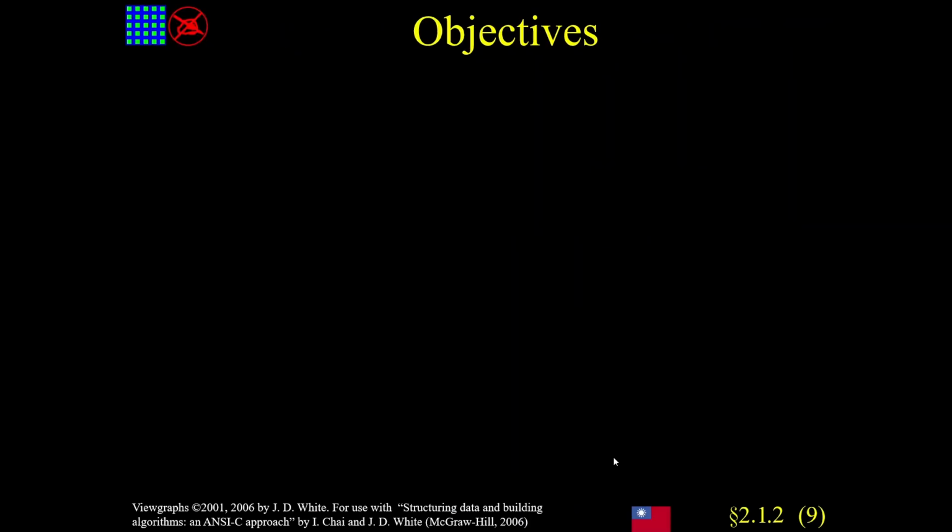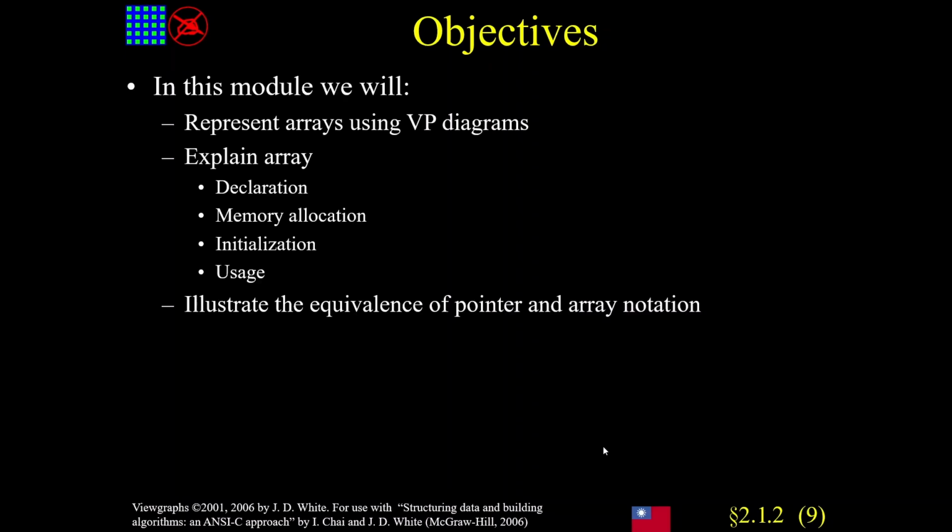Let's look at the objectives of this unit. I want you to learn to represent arrays using VP diagrams, and I want to explain array declaration, memory allocation, initialization, and usage. Remember, for variables we just have declaration, initialization, usage. We have an extra step here for arrays, memory allocation. And I'm going to show you how pointer and array notation are equivalent.